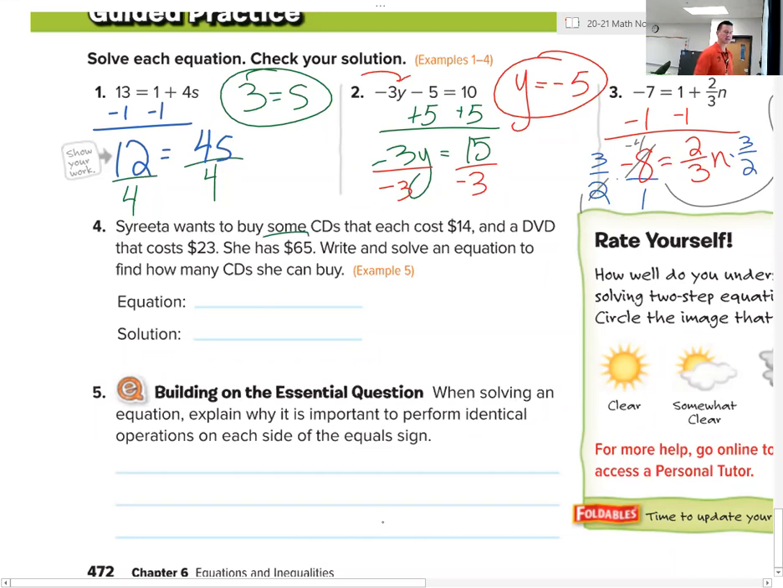So this part right here, some CDs, that's an indication of an unknown. And as you know, an unknown is a variable. So I can do $14 for some CDs plus only one DVD that she's going to buy. And she has $65 to spend. You can do this in the margin, I guess you could say. I'm going to rewrite it right here. 14C plus $23 for that super sweet DVD from 2006.